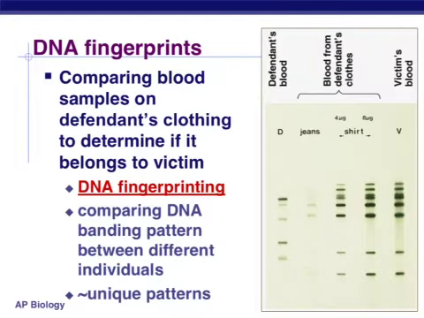Right, so this is just another example underneath that forensics bracket. In this one, we're looking at the defendant's blood versus blood found on the defendant's clothes, jeans, and shirt, versus the victim's blood. And you can see some patterns that they have in common right here. This is called a DNA fingerprint. It's what you get when you compare DNA banding between different individuals. Okay, and you just get these unique patterns that can give you some information.